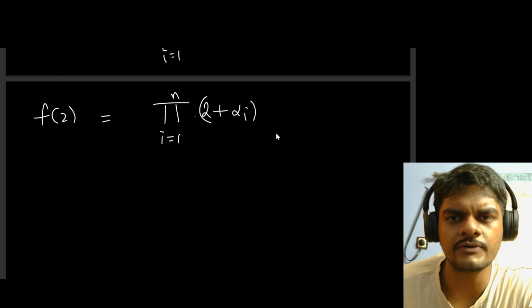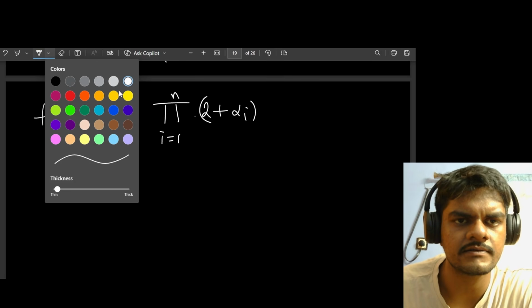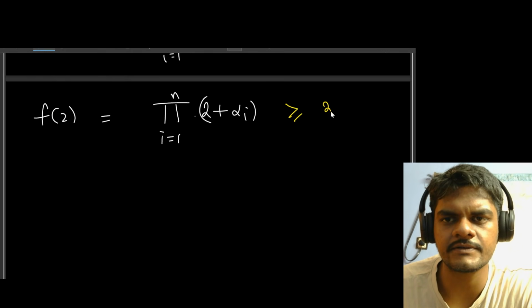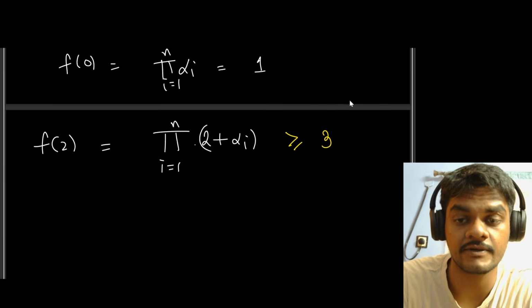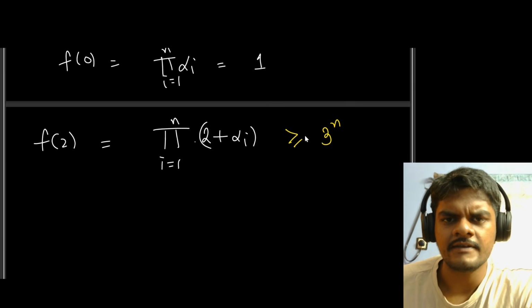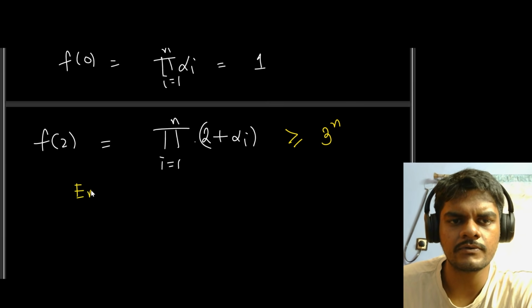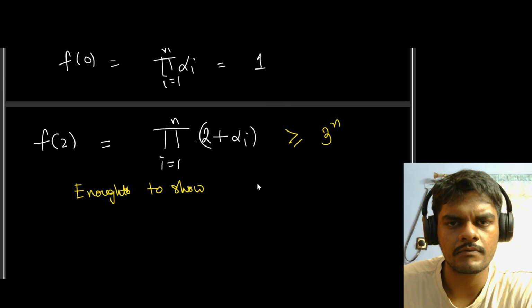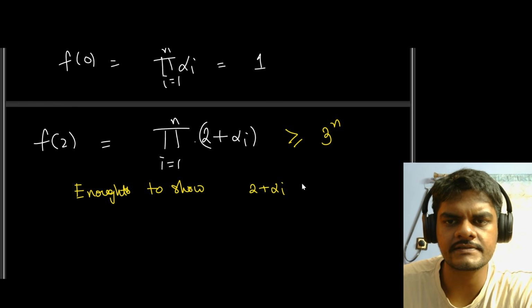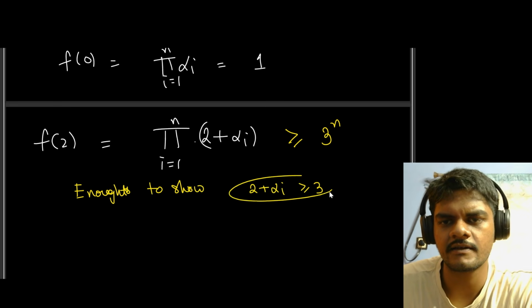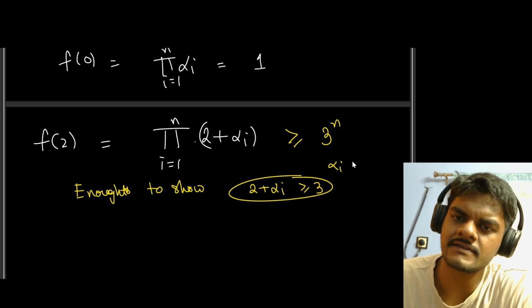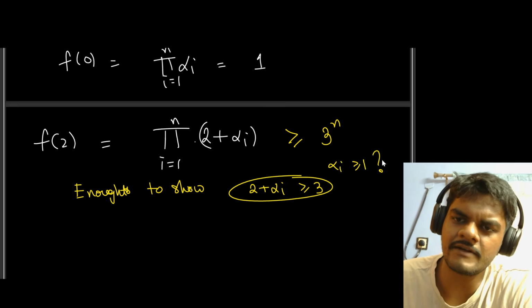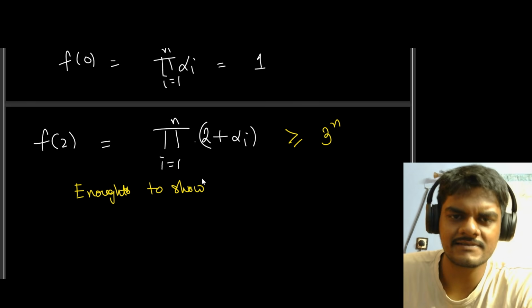And I want to show that, so I'll use some other color, this is greater than or equal to 3 power n. So it seems like enough to show 2 plus alpha i is greater than or equal to 3 or something. Is this enough? But is this possible? Can I show alpha i is greater than or equal to 1 or something? But we cannot do that. Can I do something else?